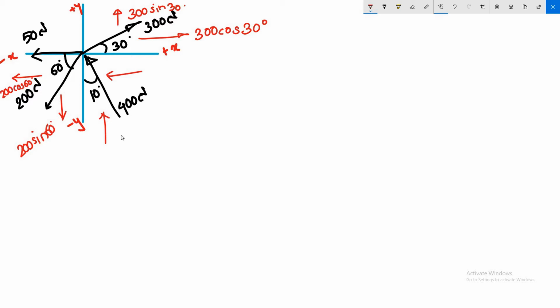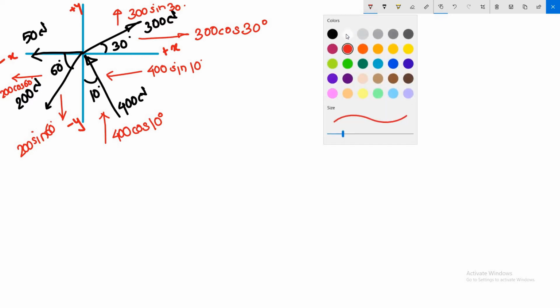Now this 400 Newton force is making an angle of 10 degree with respect to y axis. That's why the component of 400 Newton which is parallel to y axis should be the cos component. That's why this is going to be 400 cos of 10 degree, and this one, the one which is left out, becomes the sine component. 400 sine of 10 degree. So step 1 is complete.